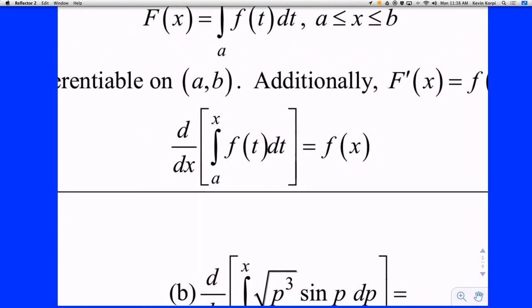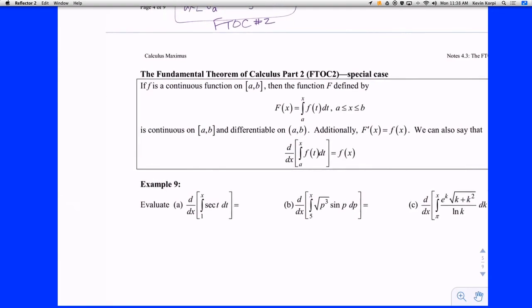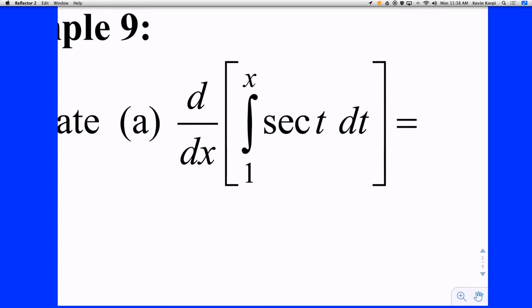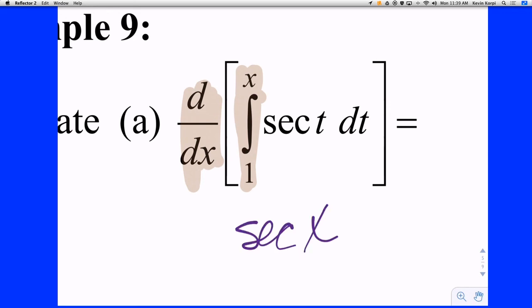All right, let's get one problem under our belt before we walk away. Let's do example 9a. It says to evaluate. Now, when you walk up to the problem, it's really important to take inventory. It's asking you for the derivative with respect to x of an integral from 1 to x of secant of t dt. What's important is that you have the derivative of the integral from 1 to x. What should that be? Secant of x.